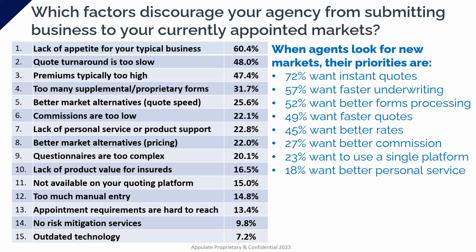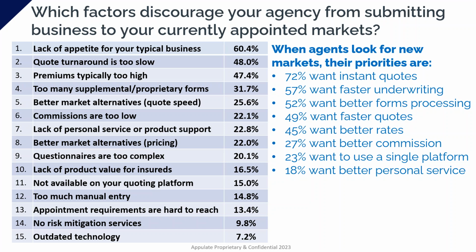So on the left-hand side, the major reasons that an agent says they're going to stop submitting to the current market that they're working with would be things like appetite at 60%. No surprise there. Obviously, they're not going to submit to you if you can't write the business that they're trying to write. But then we get into things that are pretty important. Almost 50% say that quote turnaround is too slow. So if that's a factor, then we don't want to submit to this market if they're being too slow.